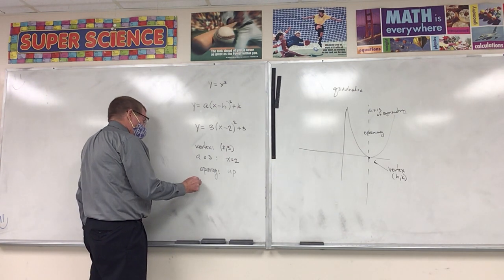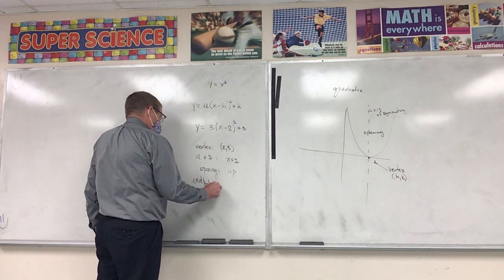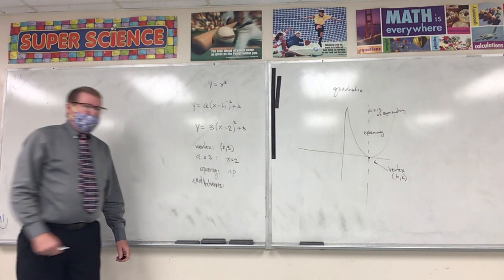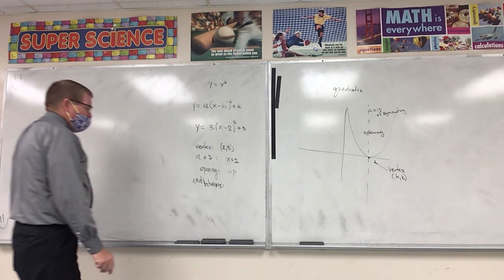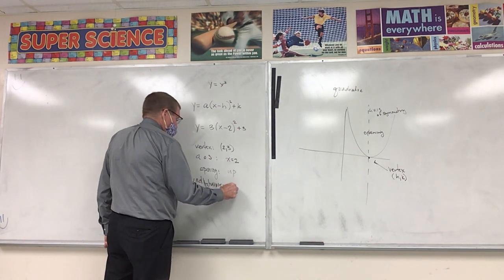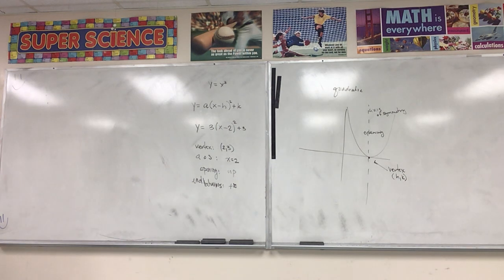We could also look at end behaviors. What is the graph doing at the extremes? Going to infinity. With x going to positive infinity, the graph is going to positive infinity, and with x going to negative infinity, it is going to positive infinity. So those are my end behaviors.